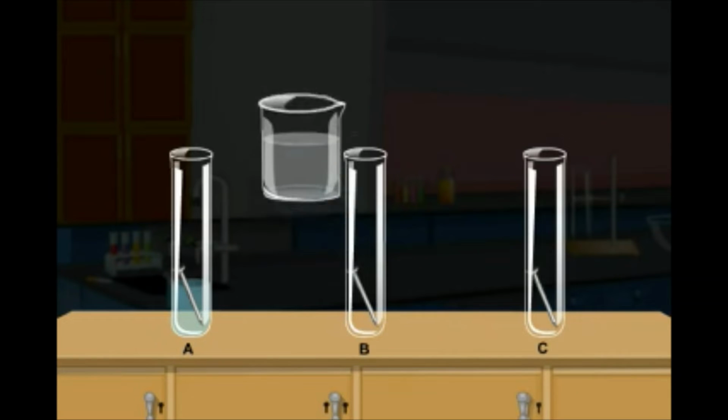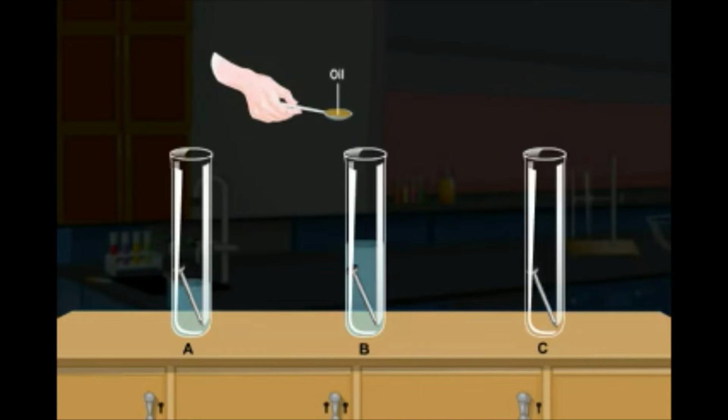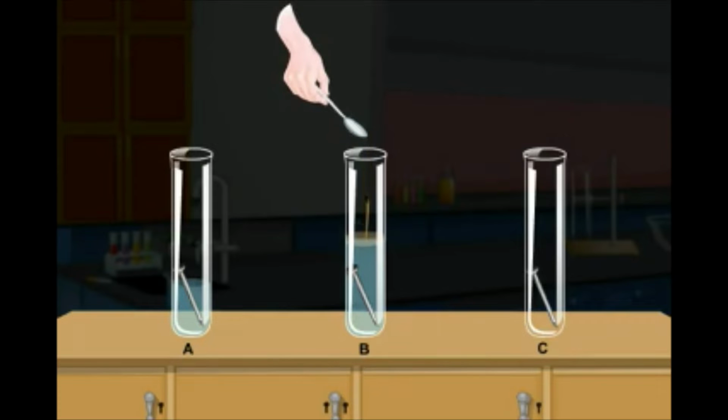In test tube B, pour water till the nail is completely immersed in it, and then add a small amount of oil to it. Now why do we do this? The oil forms a layer above the layer of water and cuts off the contact between oxygen and water, so that oxygen cannot dissolve in water.